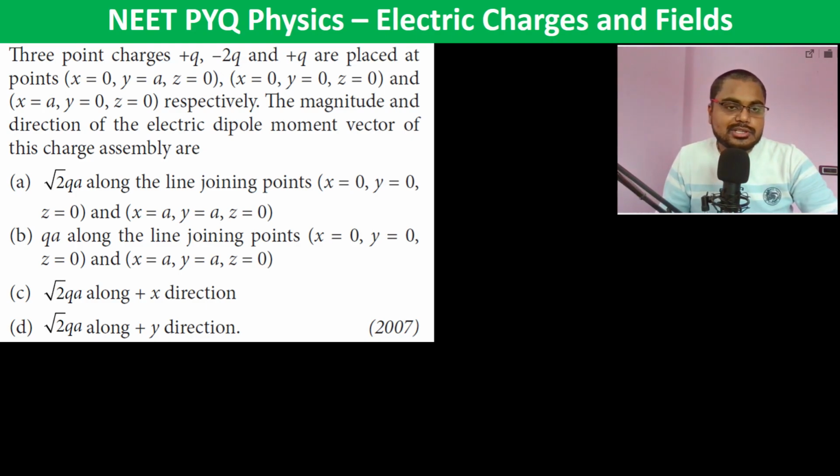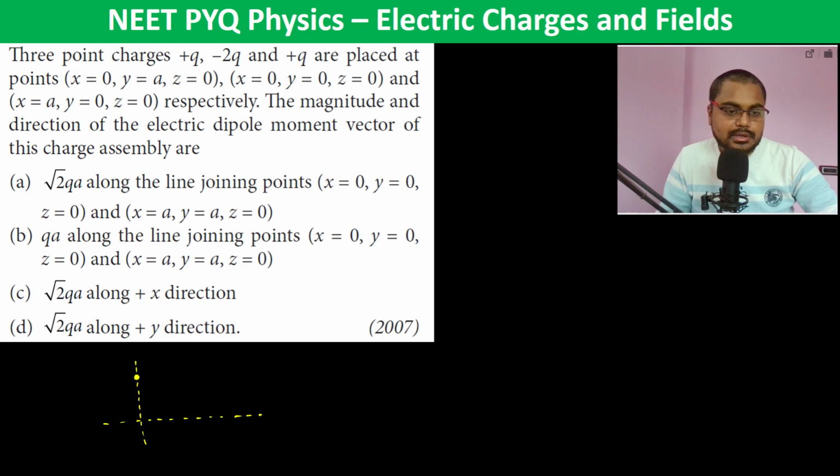There are 3 point charges. Let us make the axis. This is the axis. 3 point charges: q, minus 2q and q. So q is at x equals 0, y equals a.